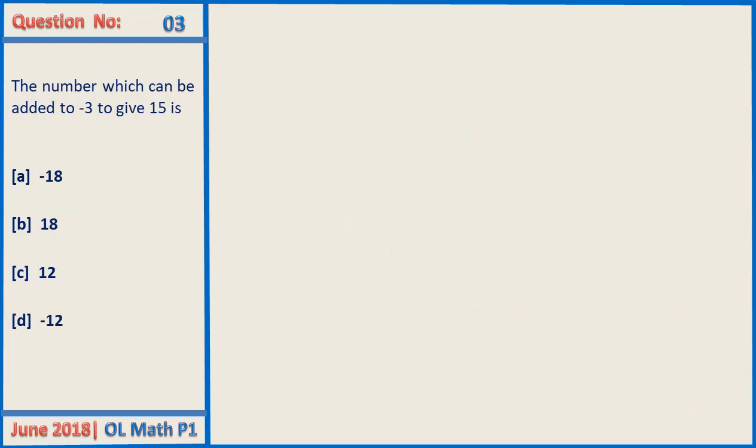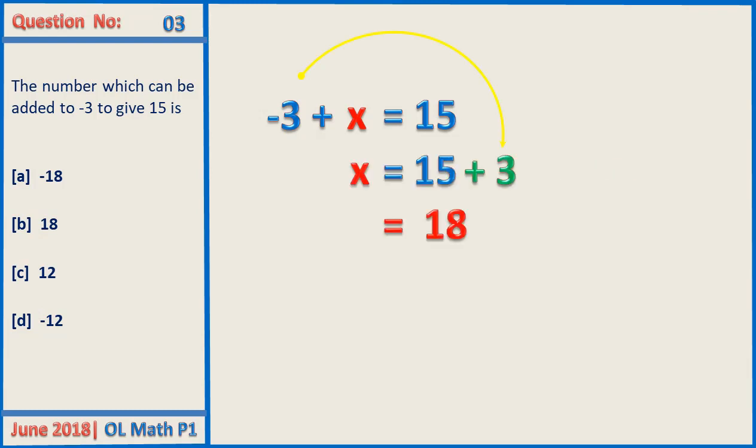Question 3, the number which can be added to -3 to give 15 is, here you are just required to solve for x. So -3 plus a certain number, x, will be equal to 15. Carrying the -3 to the right hand side, that is adding 3 to both sides, gives us x equal to 15 plus 3, which equals 18. B. Don't waste your time doing maggot bust the calabash. It won't help you here.